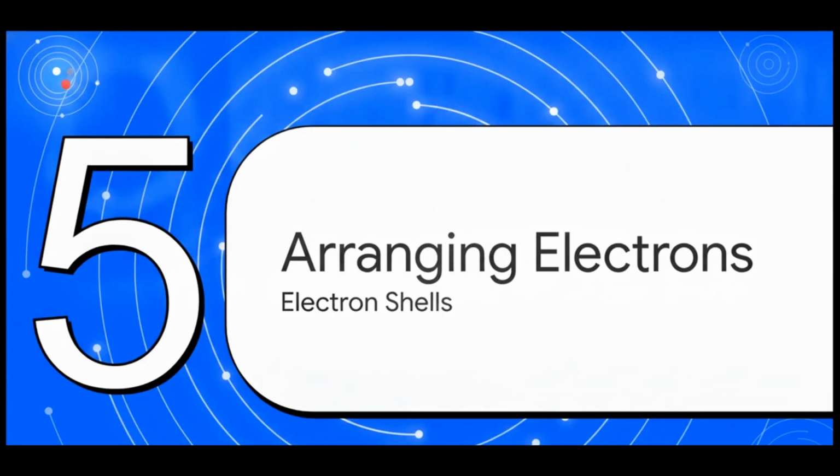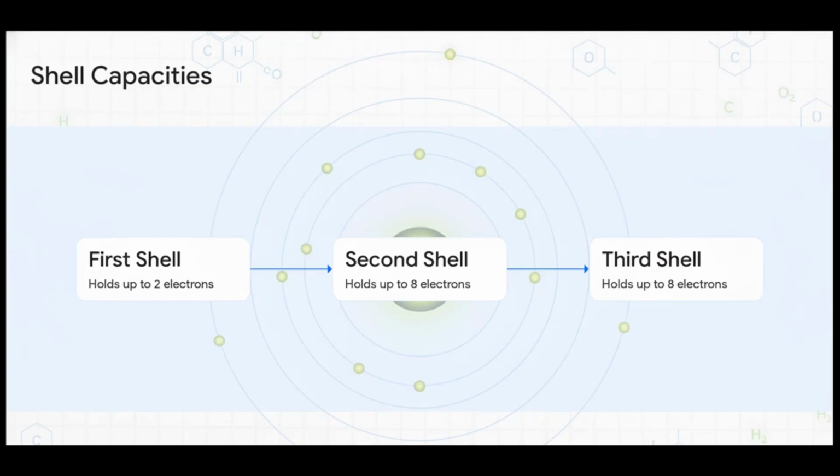We know what's going on in the center. So let's shift outwards to Section 5, arranging the electrons. So electrons don't just swarm around randomly. They follow super strict seating arrangements, kind of like rows in a theater. For standard exams, you absolutely have to memorize these shell capacities. The first row, closest to the stage, is tiny. It only fits 2 electrons.